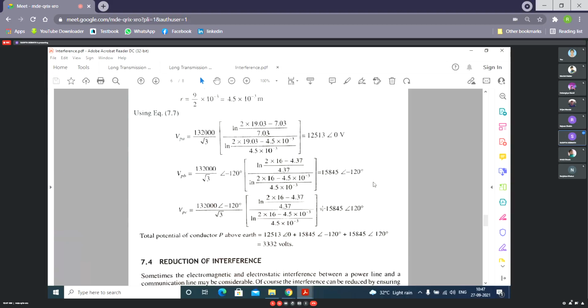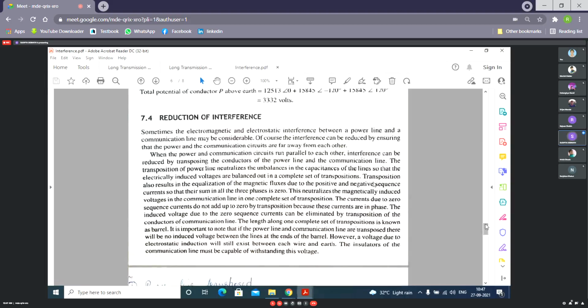Now how to make the reduction of interference? It is possible only by transposition. It is possible maybe to keep a certain distance between the communication and the power lines, which is not always possible. So transposition is the method. And there is one term you will find here, barrel. What is barrel? The length along one complete set of transposition is known as barrel.